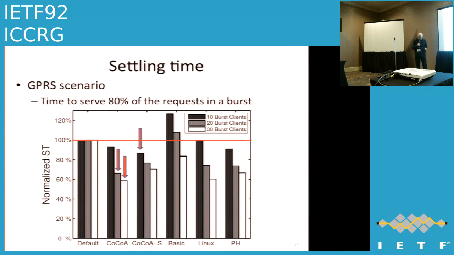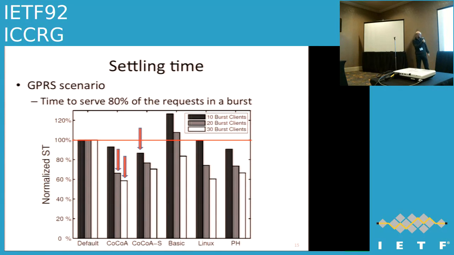Okay, another performance parameter we have measured in a different experiment is the settling time after a burst of messages appears in the network. Here, the idea is that the network starts from a low congestion state, and then suddenly there is a burst of messages which have to be transmitted. For instance, this could be a group of sensors which detect some event. And then we measure the time it takes until the network has served 80% of the requests in a burst.